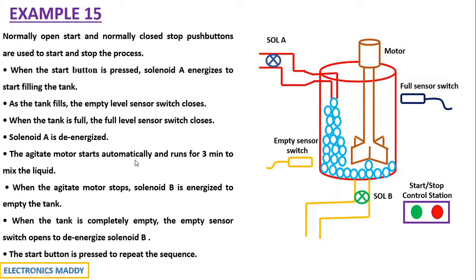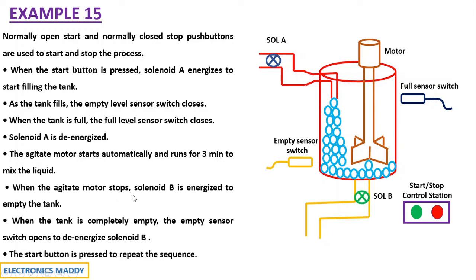The agitate motor starts automatically and runs for 3 minutes to mix the liquid. Once solenoid A is deactivated, the motor should start because there is no more liquid coming in and it should start mixing whatever liquid is inside. The mixing should carry on for 3 minutes and that is what is given. This is why we will be requiring a timer. I hope this point is clear.